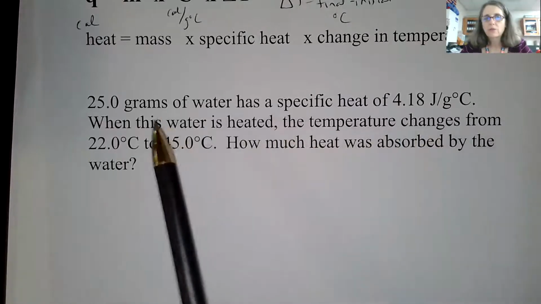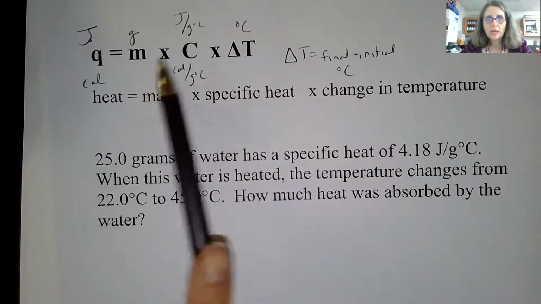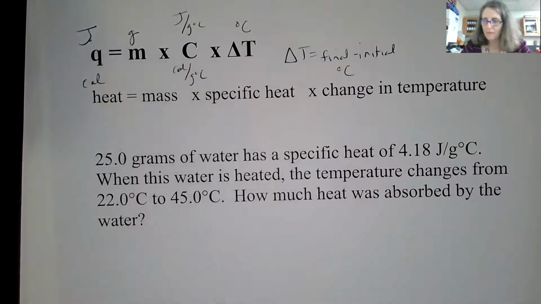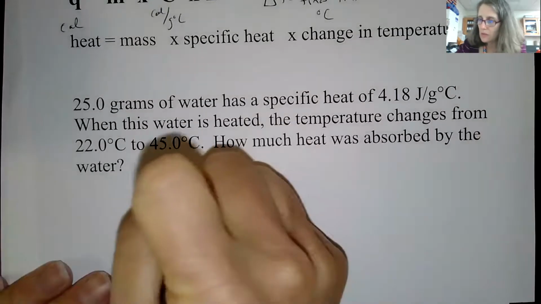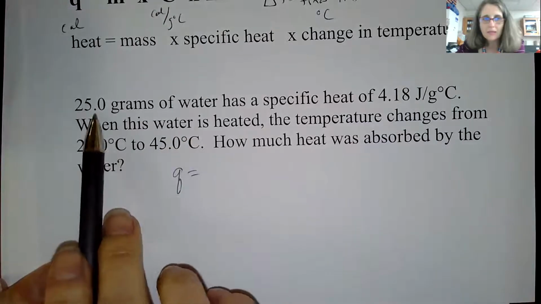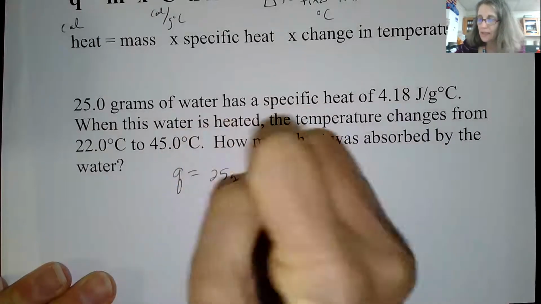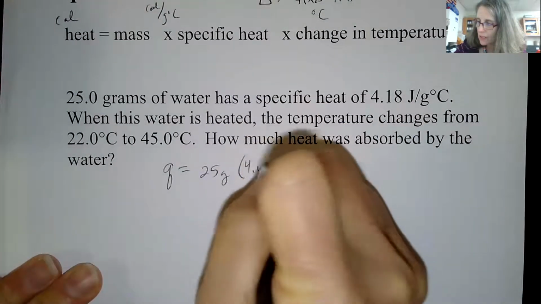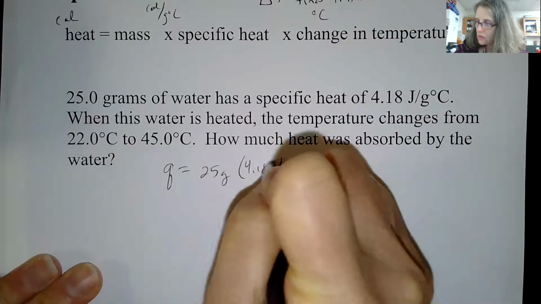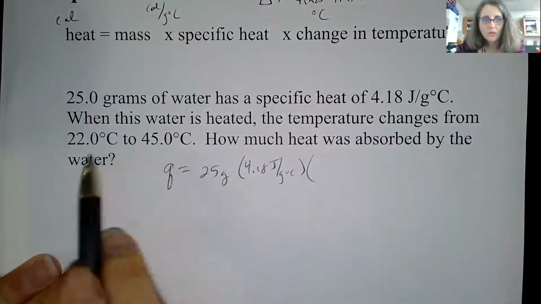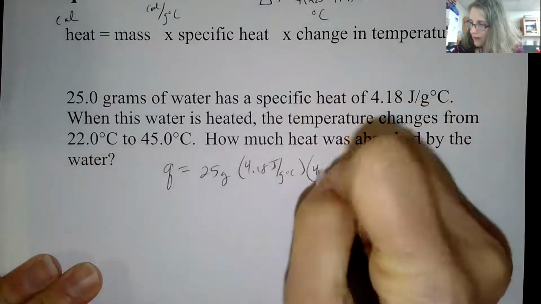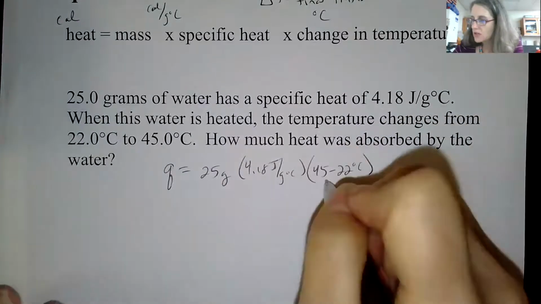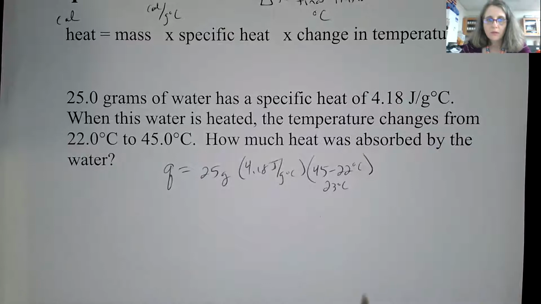So again, I have 3 things that I need. I need mass, I need specific heat, and I need the temperature change in order to calculate my heat. So I'm going to be using Q as my heat. My mass is 25 grams. So you'll like this because there's no moles or anything we have to worry about. My specific heat is given as 4.18 joules per gram degree Celsius. And then what is my change in temperature? Well, final temperature is 45 minus 22 degrees Celsius. So the change there is 23 degrees Celsius.